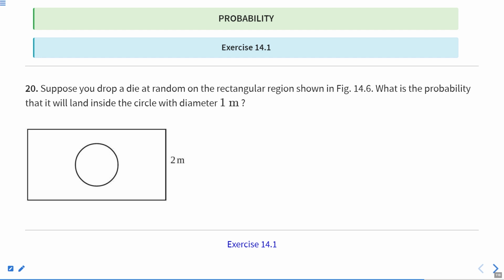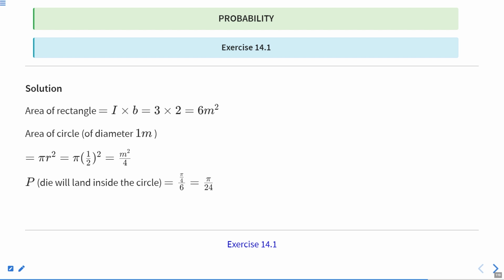So let us find the probability. Here area of rectangle is length into breadth, so area of rectangle is L into B, and this is equal to 3 into 2, which is equal to 6 meter square. Area of circle of diameter 1 meter is equal to pi r square, that is equal to pi into (1 by 2) square, that is equal to pi meter square by 4.